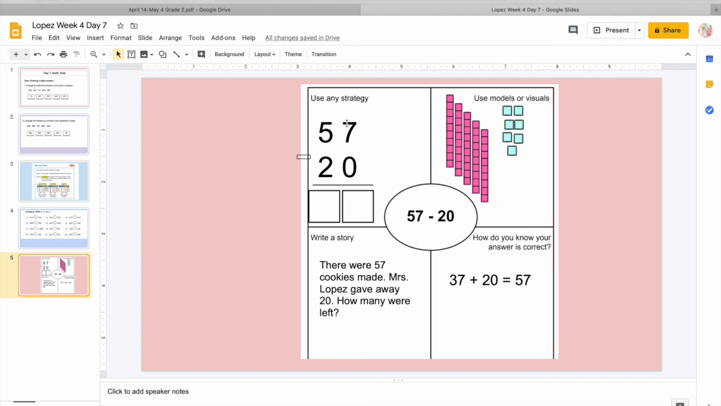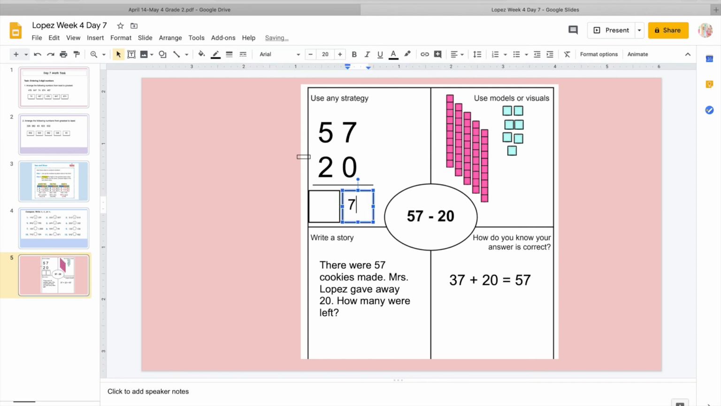Focusing on the ones column, because that's where we always start when we're working through an equation, we have 7 minus 0. If you have 7 of something and you take 0 away, you are left with 7. Now that we have the ones column complete, we are going to move to the tens column where we have 5. We're going to focus on 5 minus 2. If you have 5 of something and you take 2 of those 5 away, you are left with 3. So we know that 57 minus 20 is 37.